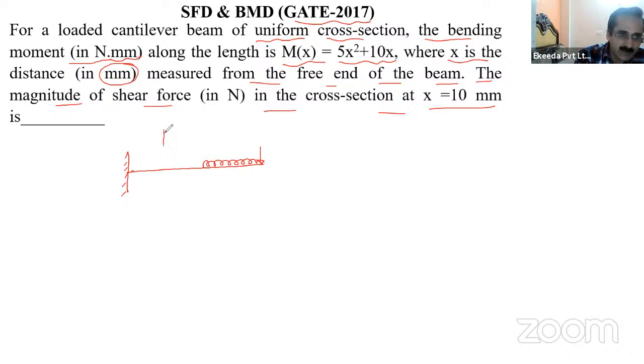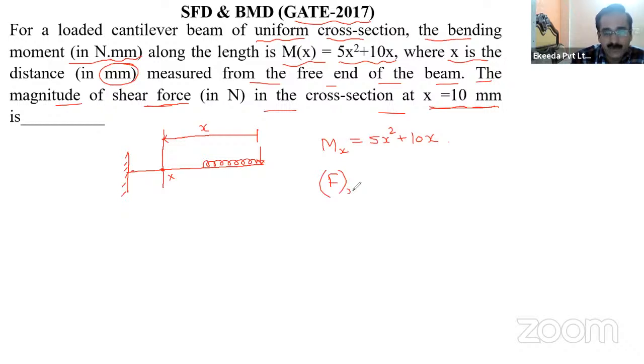And at a certain distance x from the free end, it is given that the bending moment at this point, Mx, is 5x squared plus 10x. They are asking what is the magnitude of shear force in the cross section at x equal to 10 millimeter. When x is 10 millimeter, what is the value of shear force? We have to find out F, the shear force, when x is 10 millimeter.